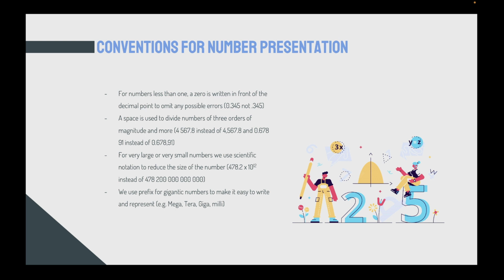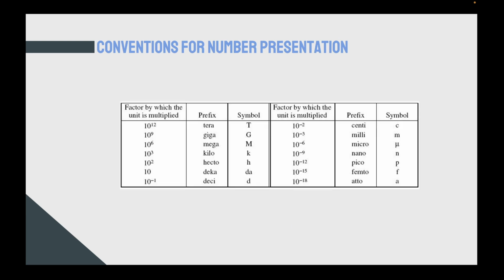We use prefixes for gigantic numbers. We have even bigger numbers than that, so that we can make it easy to write and handle. That is representing the mega, tera, giga, and even for the small numbers, milli, micro, and so on. I believe you guys are familiar with that. I'm not going to stop on it for so long. You have a table here for all the units used for what I call gigantic numbers. You just keep writing zeros all along as you're doing a simple calculation, which doesn't make sense.